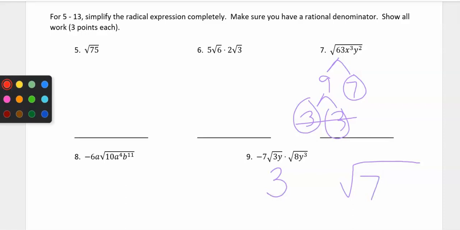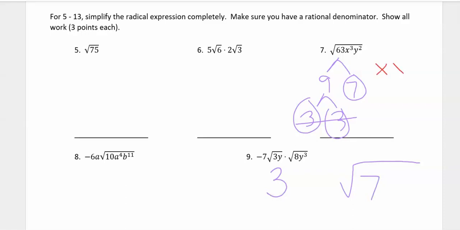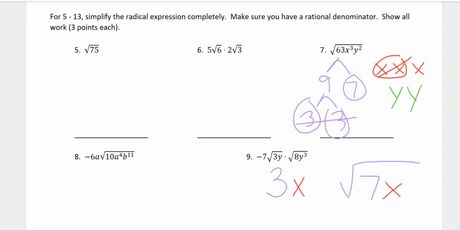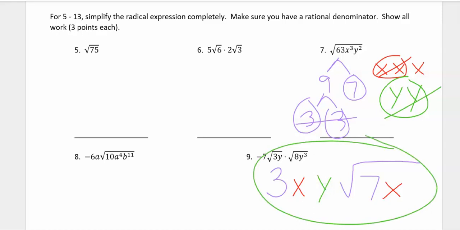If you missed the variables, this is what I would do. X cubed is just x times x times x. If it's x to the third, that's 1 pair. 1 comes out, 1 left over, 1 stays under. The y's: y squared is just y times y, that's 1 pair, so 1 comes out, no leftovers. Quite colorful, you guys. That's the answer to number 7.